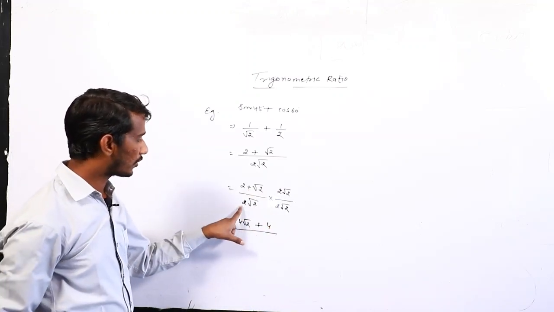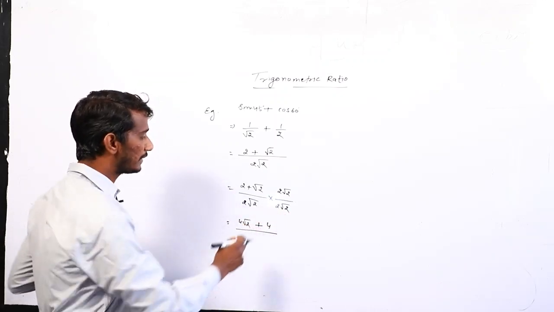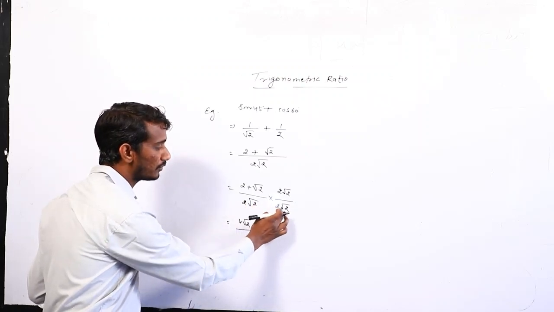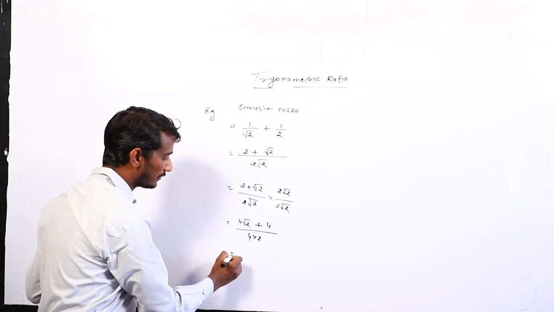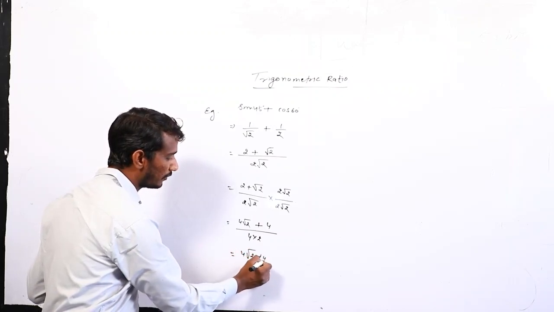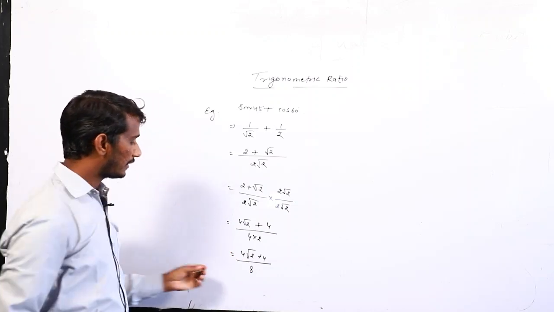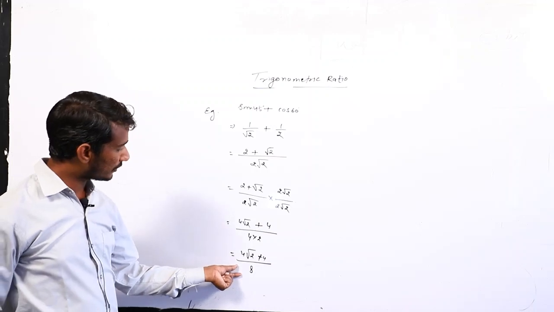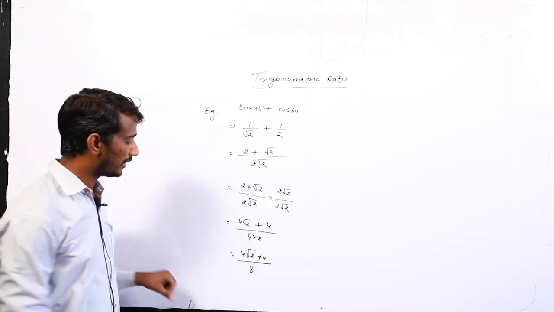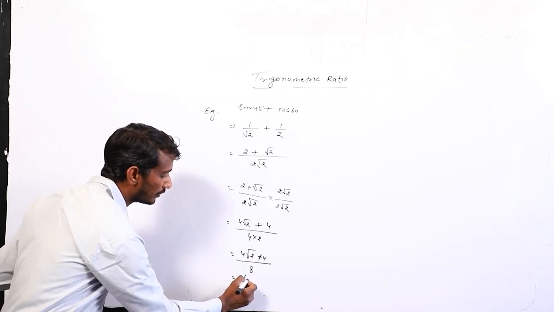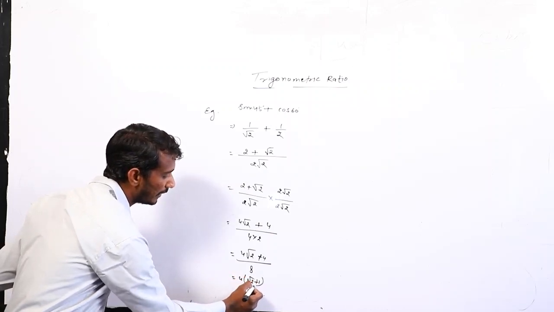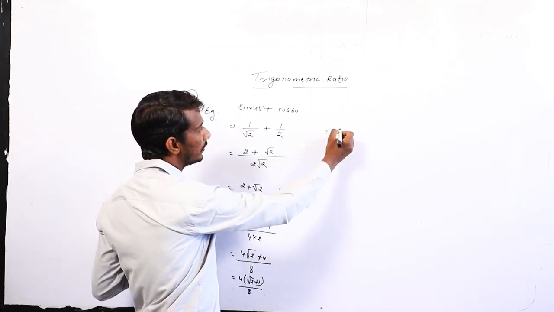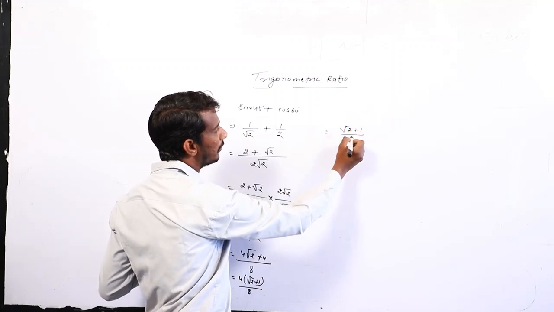Now the same product, 2 root 2 into 2 root 2. This is the square of the number. So 2 into 2 is 4, and root 2 into root 2 is 2, giving 8. At last we get 4 root 2 plus 4 upon 8. We can also simplify the solution and take the common term from the numerator, which is 4. The remaining value is root 2 plus 1 upon 8. So the solution will be root 2 plus 1 upon 2.